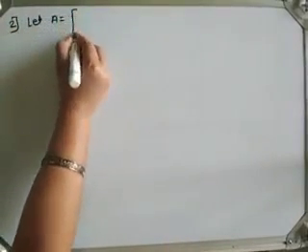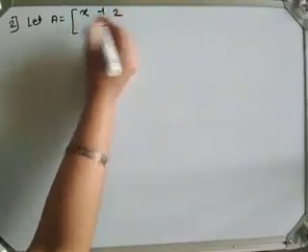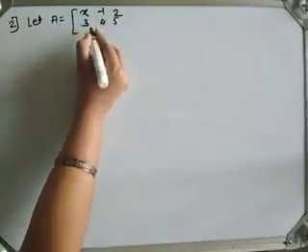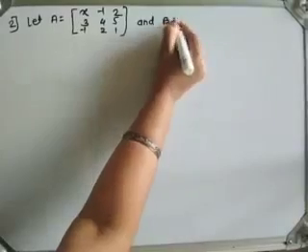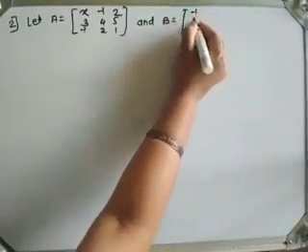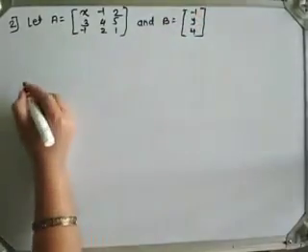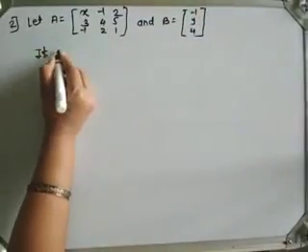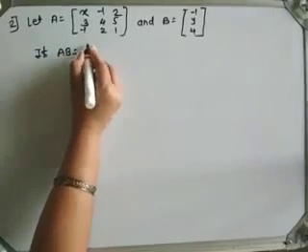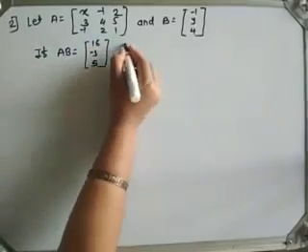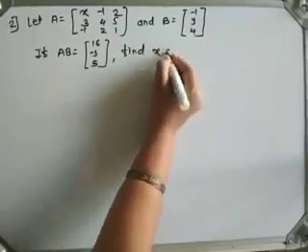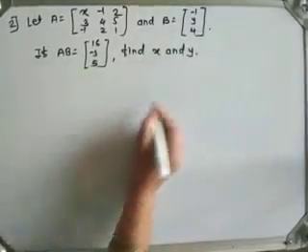Let us take the second example. Let A be the matrix [x, -1, 2; 3, 4, 5; -1, 2, 1] and B be the matrix [-1; y; 4]. If A into B is equal to the matrix [16; -3; 5], find x and y.